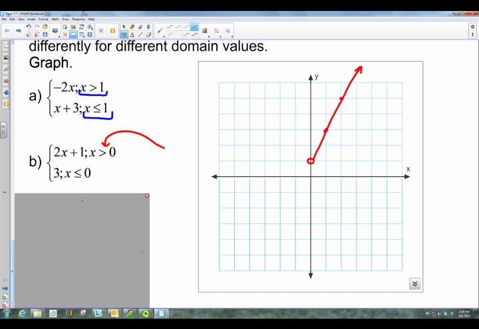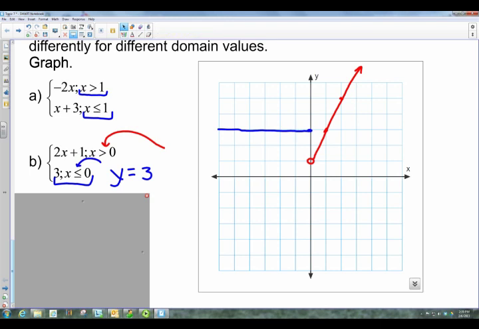Now for the second one, it says that you've got 3 where x is less than 0. That's just the equation y equals 3. Well, that is a horizontal line at 3. So here's 3, and the horizontal line moves this direction into the negatives because it says that it's less than 0. And so what I've got up there on the board is your piecewise defined function, and that's your final graph.